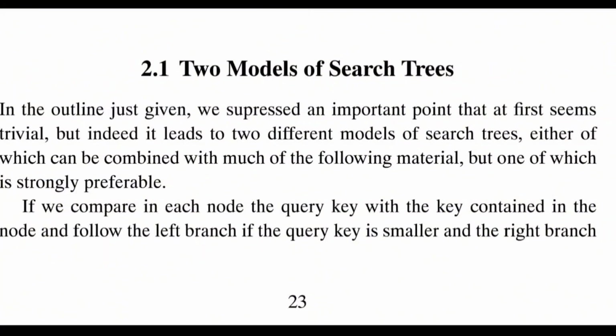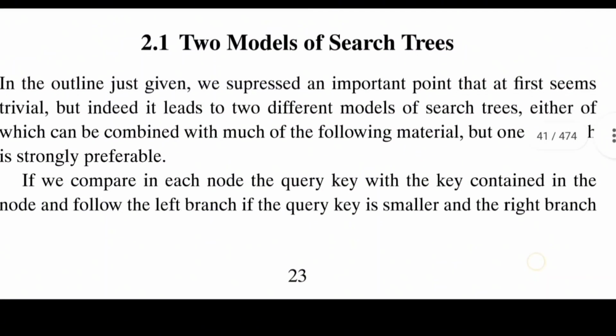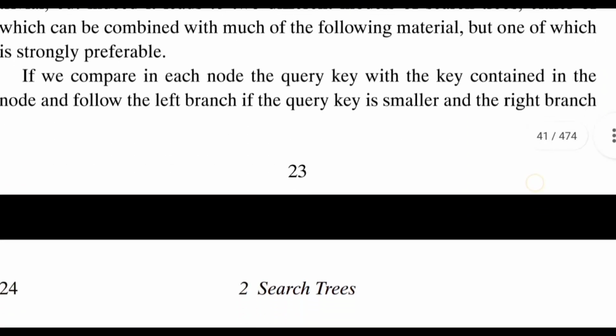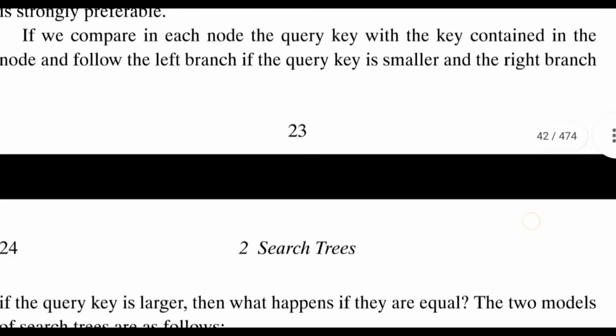Okay, if we compare at each node the query key with the key contained in the node and follow the left branch if the query key is smaller and the right branch if the query key is larger, then what happens if these two keys are equal? The two models of the search trees are as follows. Let us discuss the condition they have given in this search tree. They are asking what happens if two keys are equal.